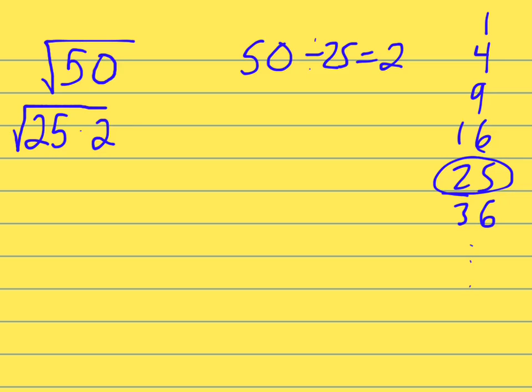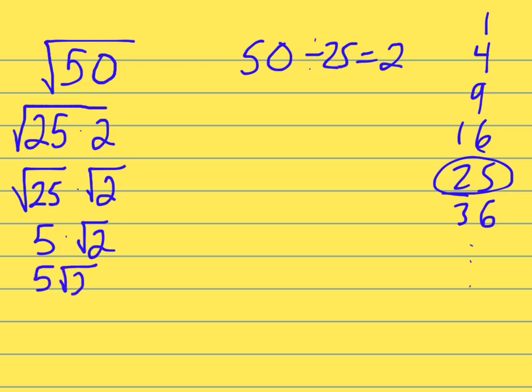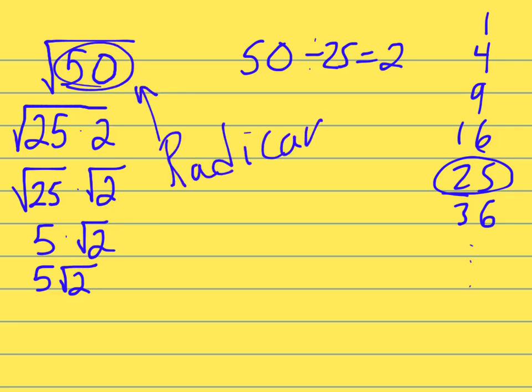And then we can go ahead and take the square root of each of those numbers. The square root of 25 times the square root of 2. And of course the square root of 25 is 5. That leaves us with 5 root 2. So the reason why it's simplifiable is that there's a perfect square that divides into the radicand, and this is the radicand. Let me spell that. Radicand.